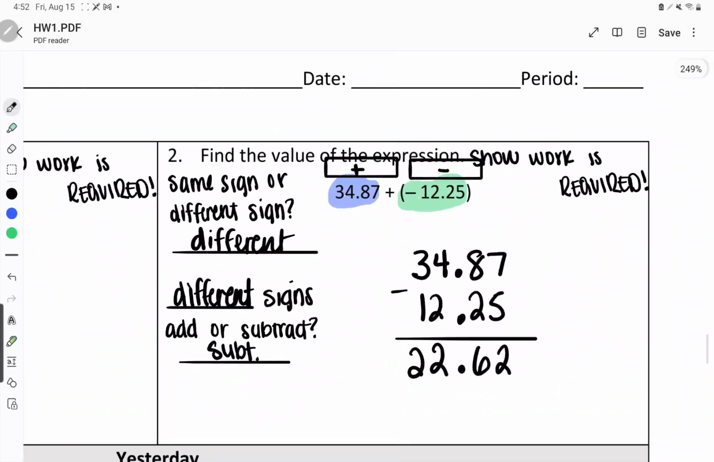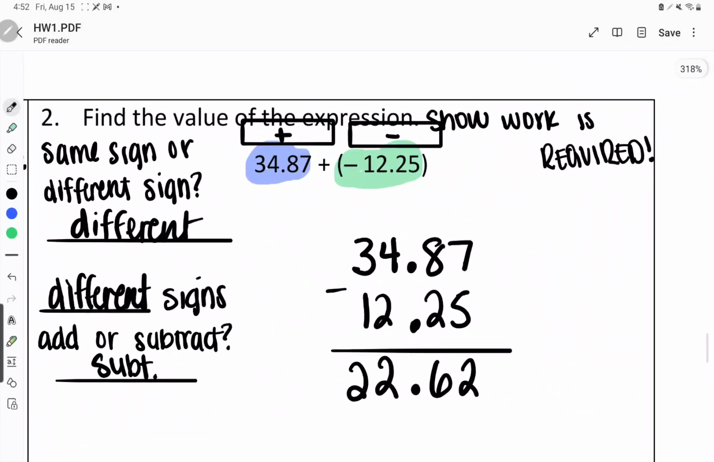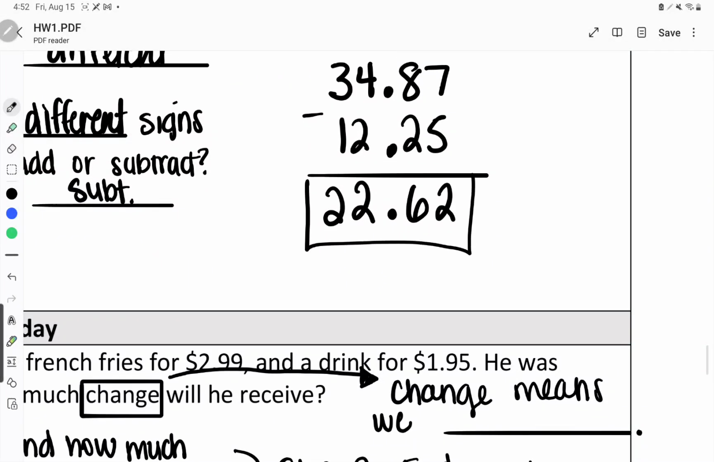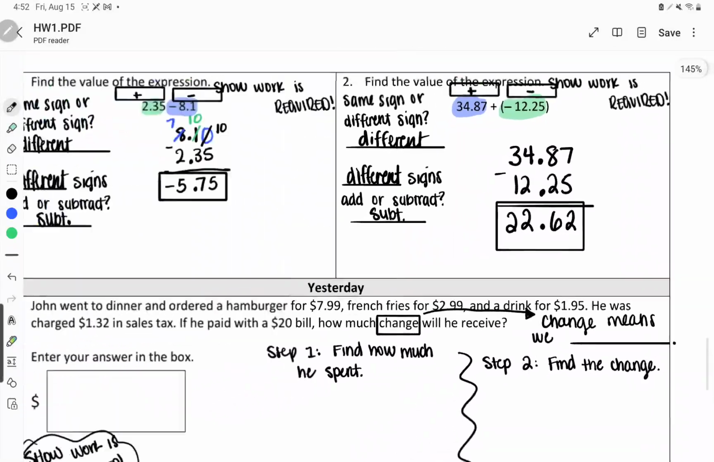Okay, now I have to ask myself, I always keep the sign of the bigger number, so which one of these is bigger, my positive or my negative? The positive is bigger, so this is going to be a positive 22.62.